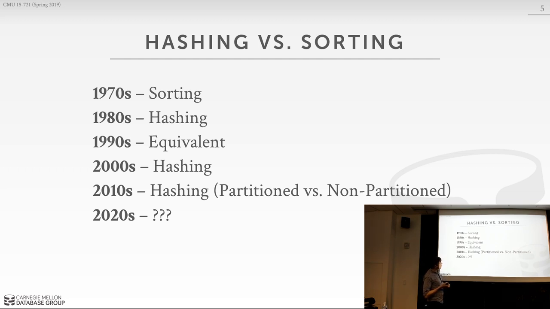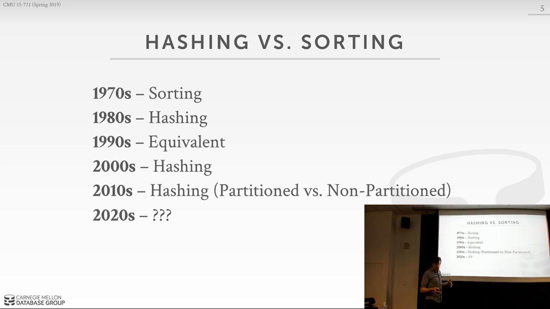In the 1990s, Goetz Graefe, the guy that did the Volcano work and the index locking paper that you guys read, had a paper that said, well, if you squint at a high level and look at today's hardware, sort merge join and hash join are essentially equivalent. They'll get roughly the same performance for the same workloads. Then in the 2000s, hash joins really took off, and this is where we're at today: hash joins are considered the correct way to go if you want a high performance join algorithm.